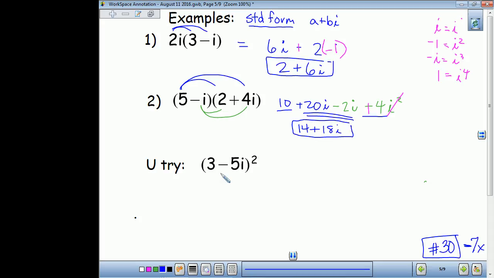Alright, now this one. Did your teachers teach you that when you square a binomial, you square the first, you double the product, and you square the last? Okay, Sammy's teacher did. Alright. Or we could do what? Write it out twice and distribute it. Okay, so you try.